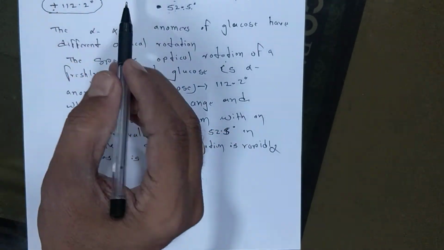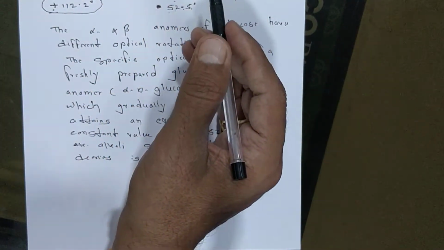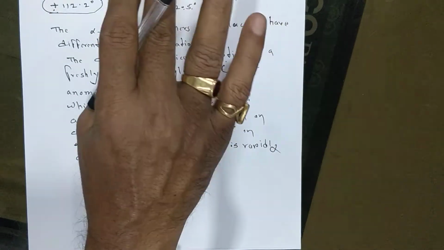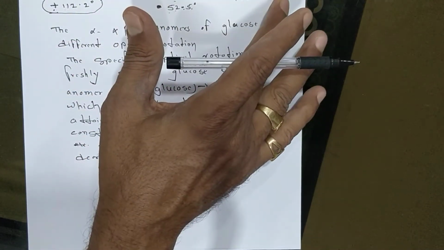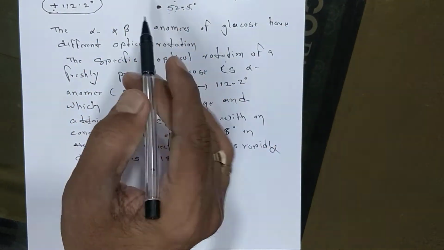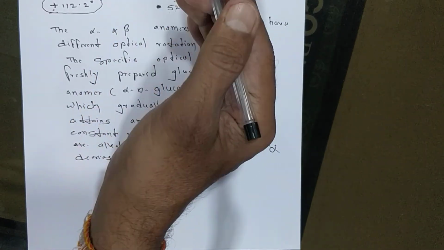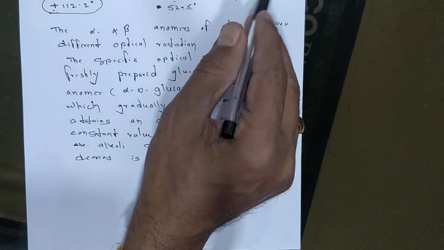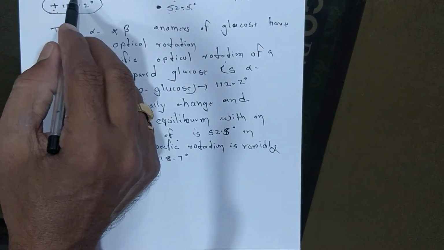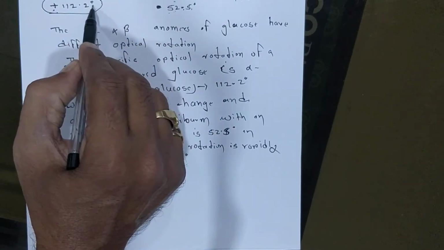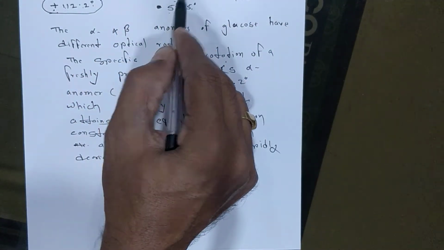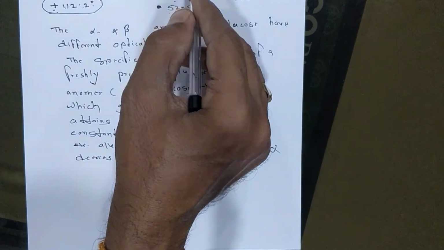And the C, glucose having the two anomers, alpha and beta anomers, they are representing changing specific optical rotations. At equilibrium it should be constant. Now what happens? In a freshly prepared solution you get two anomers, alpha and beta. The freshly prepared alpha D glucose solution has a specific optical rotation of 112.2 degree. Gradually changes take place toward the equilibrium mixture.